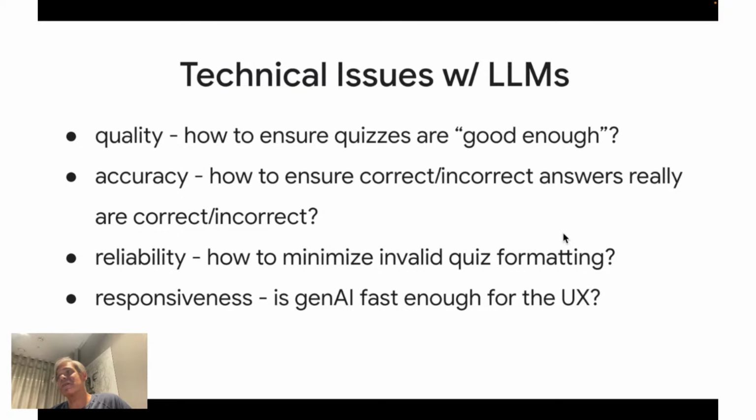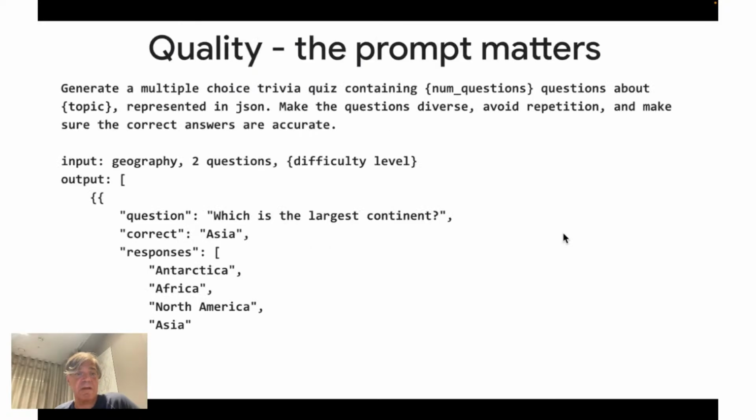And then, of course, responsiveness. It's a little bit slow when you're using these language models, and I wanted it to be something that would be snappy and quick. So the first challenge, quality, the way I've attempted to deal with that is through iterating on prompting.